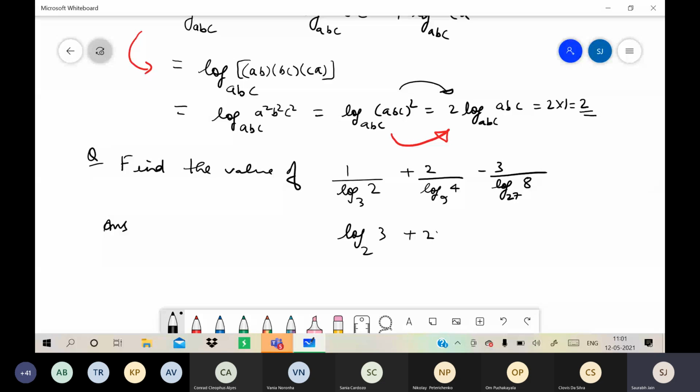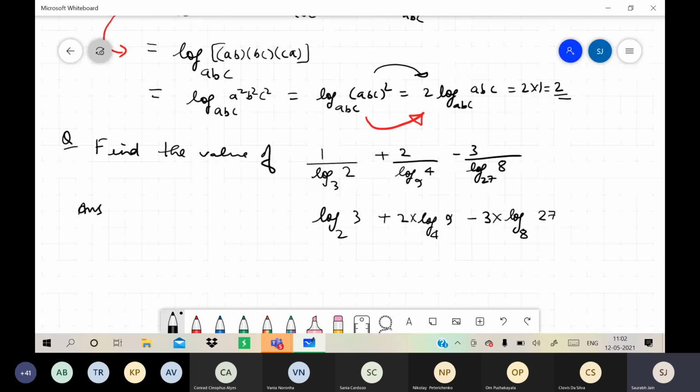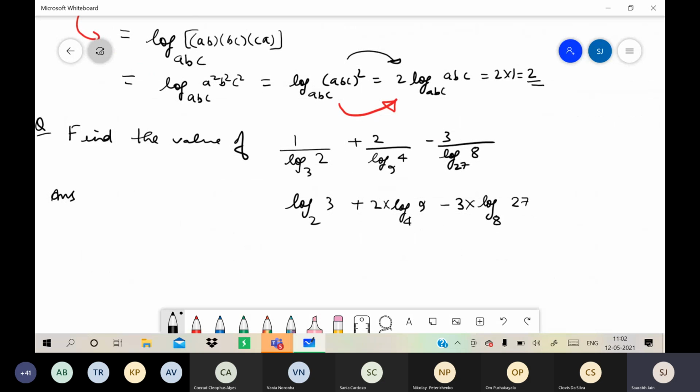Correct. And similarly, this is 3 upon something. So 3 upon log 8 base 27 can be written as 3 into log 27 base 8. Correct. Reciprocal theorem is used here. Now after this, we are not able to add or subtract them. Why? Because the bases are different. One has base 2, another has base 4, then base 8.